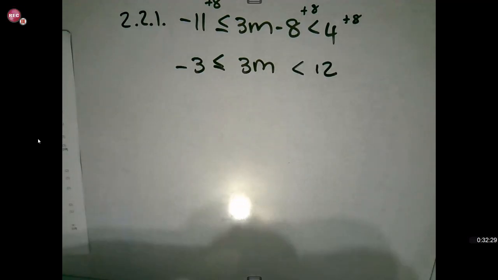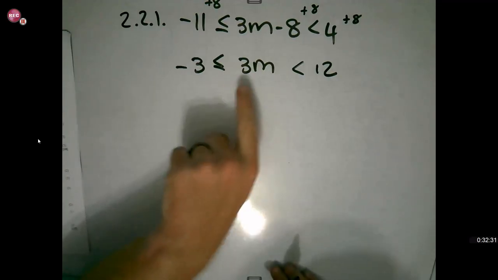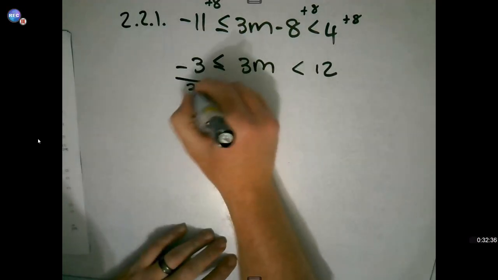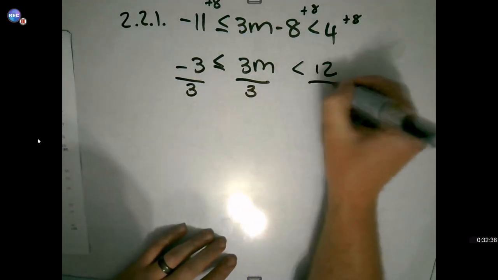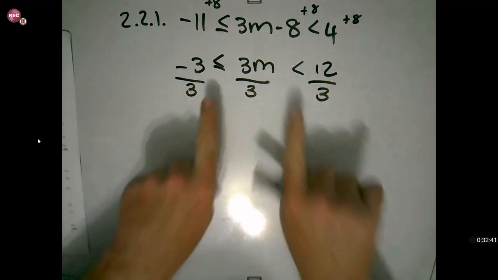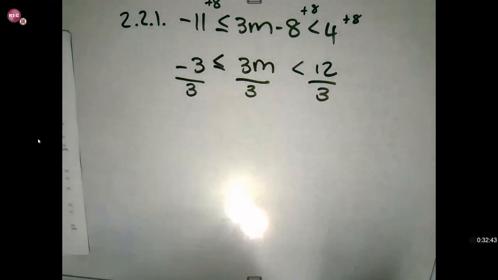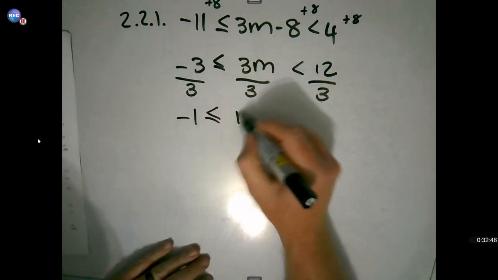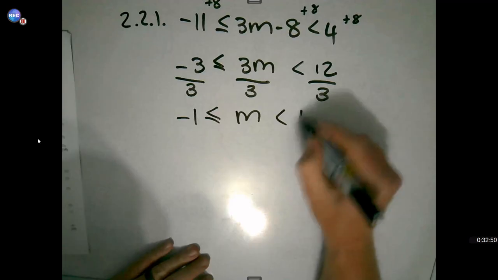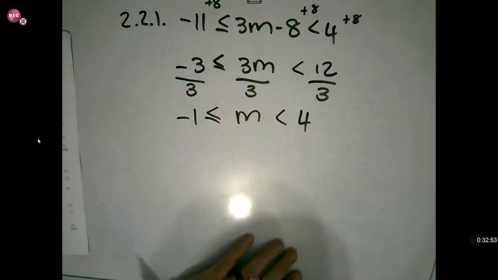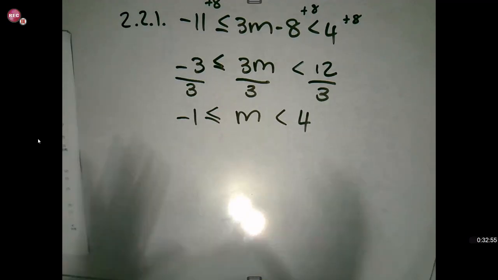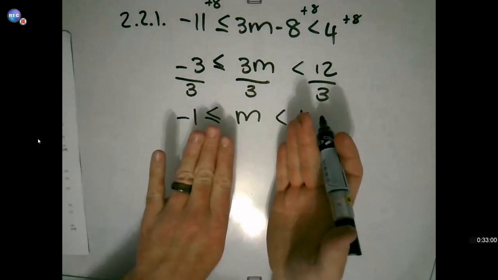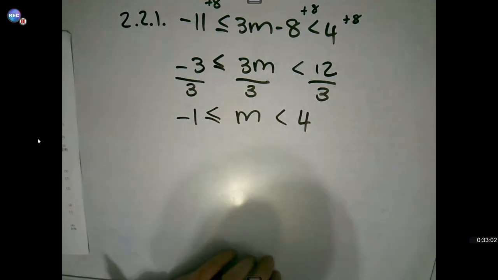What I need to do now is get rid of the 3. What I do with that is I divide everything by 3, keeping in mind that I'm not dividing by a negative, which means the signs will still face the same direction. So, this will give me negative 1, this will give me m, and this will give me 4. There we go. Inequality solved, full marks. If you divide by a negative, the signs would just swap over to the other side.